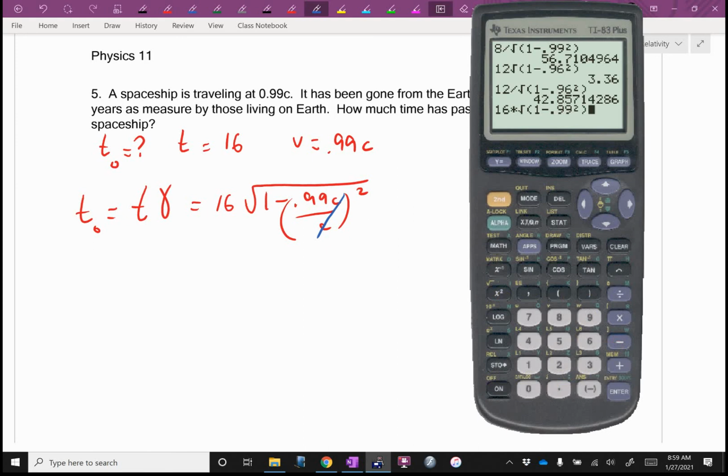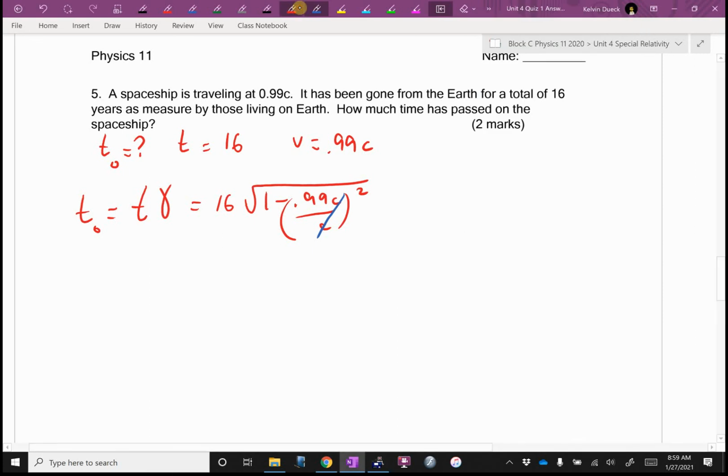Am I expecting an answer bigger or smaller than 16? Does time pass slower or faster on the spaceship? So less time. Yep, 2.26, 2.3 if you said that, or 2.257 if you said that.